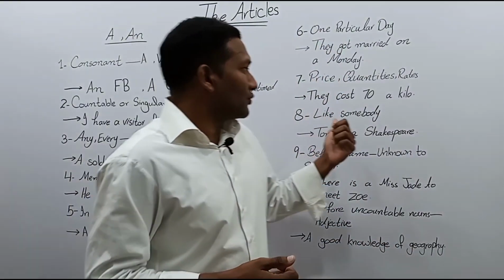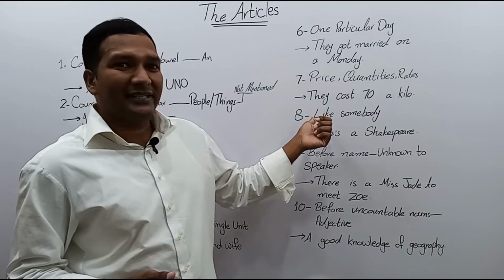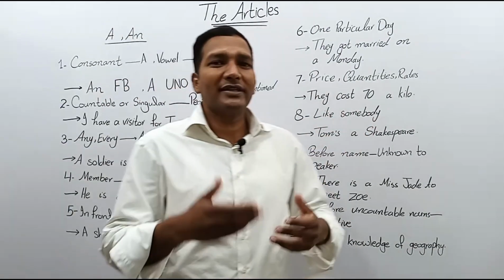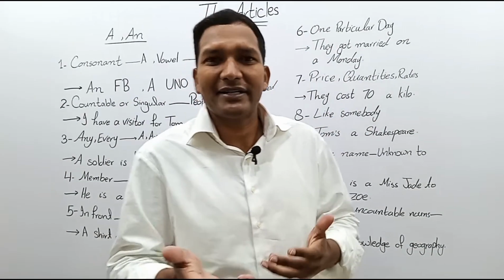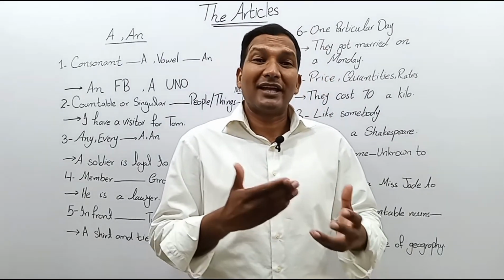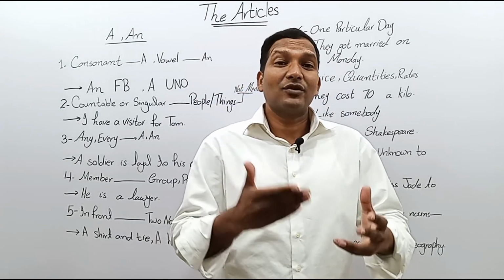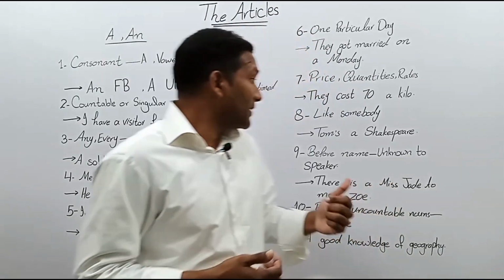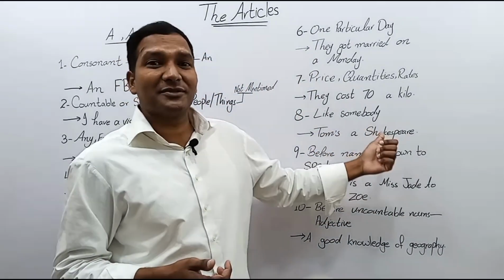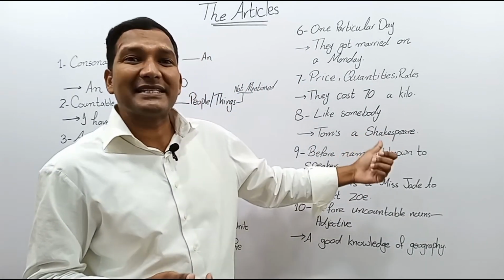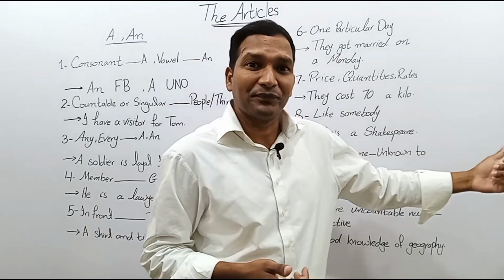Now we move on. Point 8, like somebody. When you are saying someone is like somebody, it means you can use article A or AN. For example, Tom's a Shakespeare means Tom is like Shakespeare.